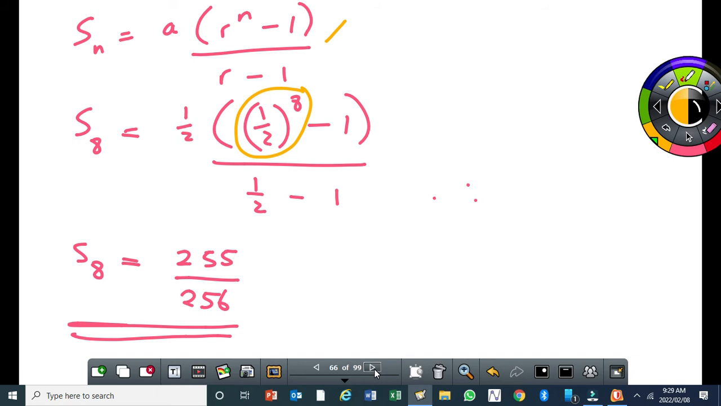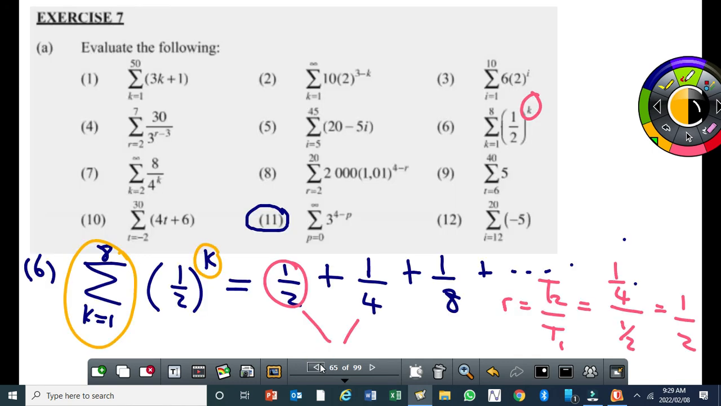Right? The main reason why we have to use this formula here is number 1, it's a geometric series. Also because the number of terms is given. Number of terms is given. From k equal to 1 up to 8, that's 8 terms. So it's not an infinite series, it's a finite series.